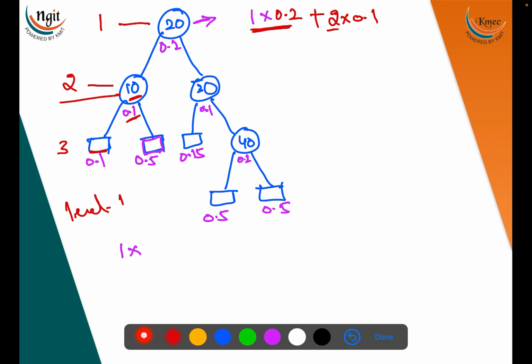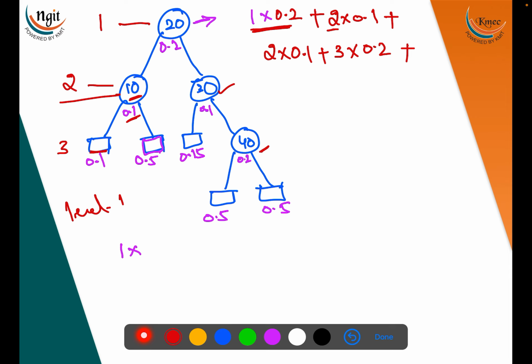It is the same for the 10 element, and for 30 the level is 2 and the probability is 0.1. And plus 40: the level is 3 and the probability is 0.2. Plus. Now these are the successful searches.